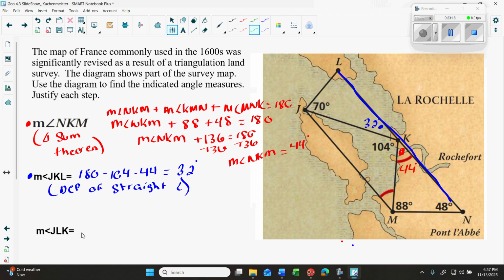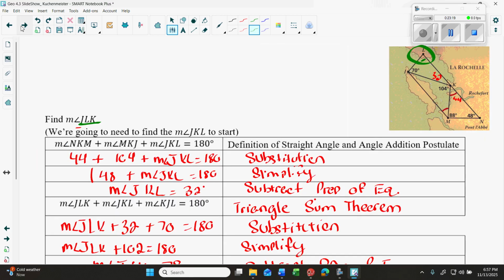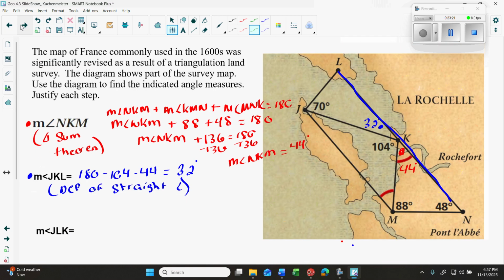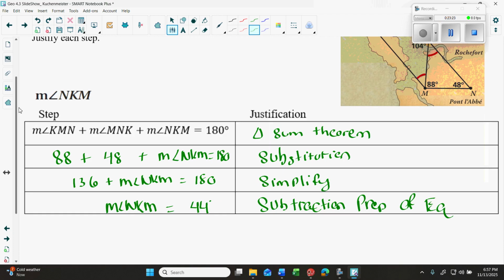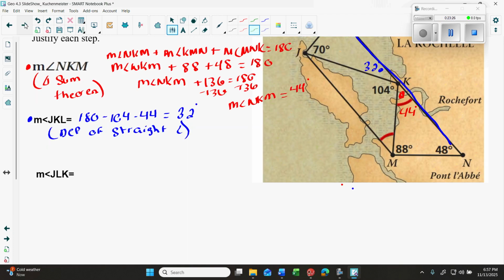So if I come back to this one, we can just do triangle sum theorem again, 32 plus 70. I'm not going to bore you because you just did it on your notes here. But again, to show you that proofs are really just a nice way in geometry of writing stuff up. You can do it either way.